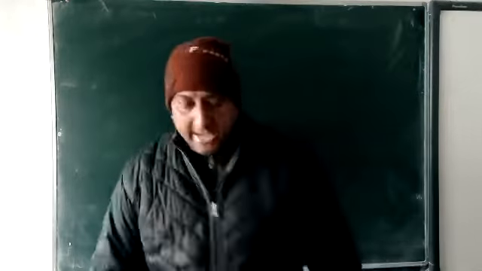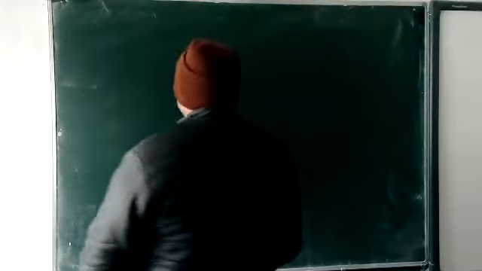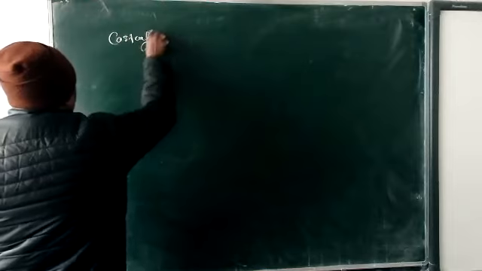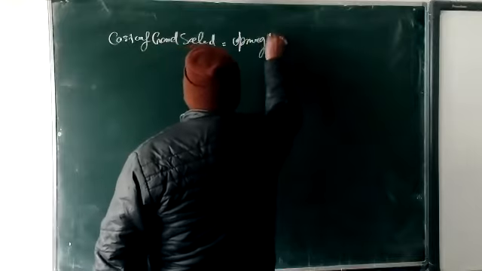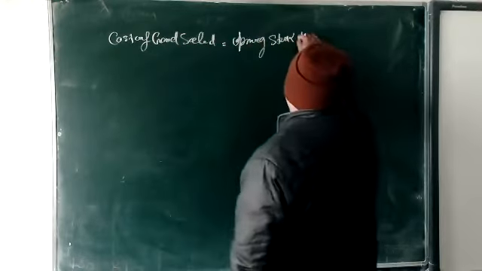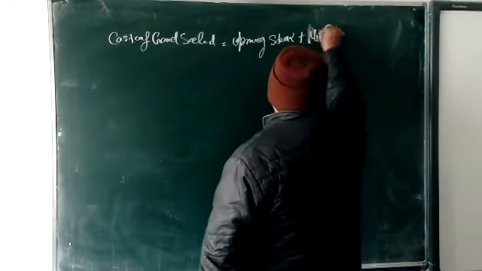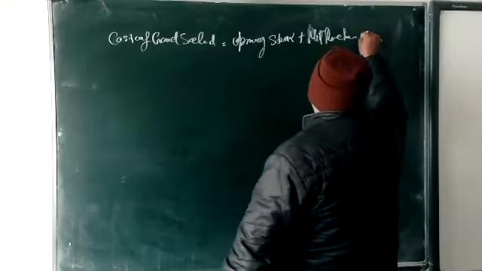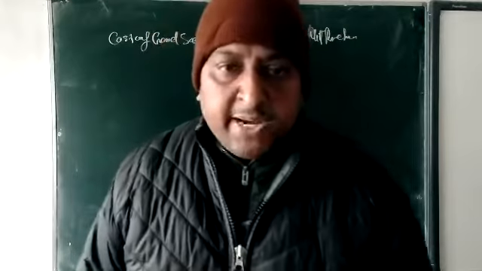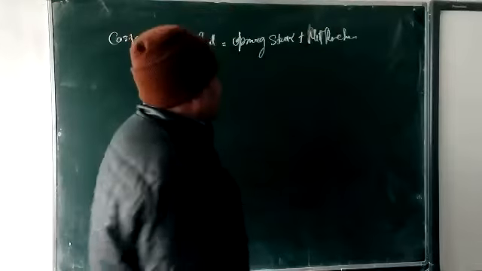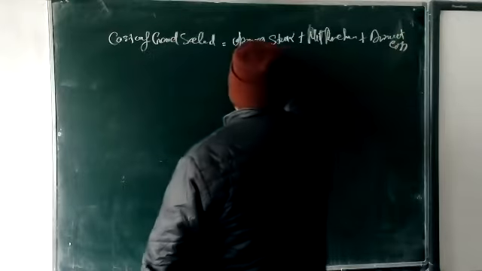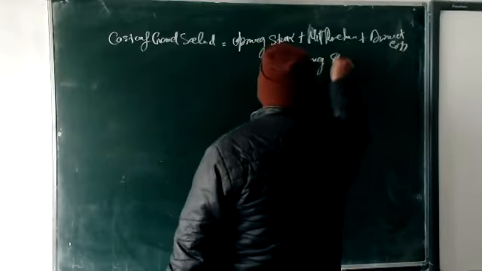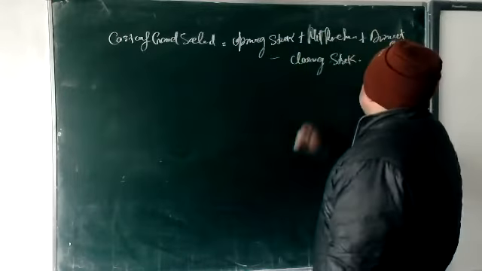Opening stock 40,000. Before starting this question, we have to know about some formula. Okay, everyone, write this formula. Cost of goods sold is equal to opening stock plus net purchase. Net purchase means purchase less purchase return, plus direct expense, less closing stock.